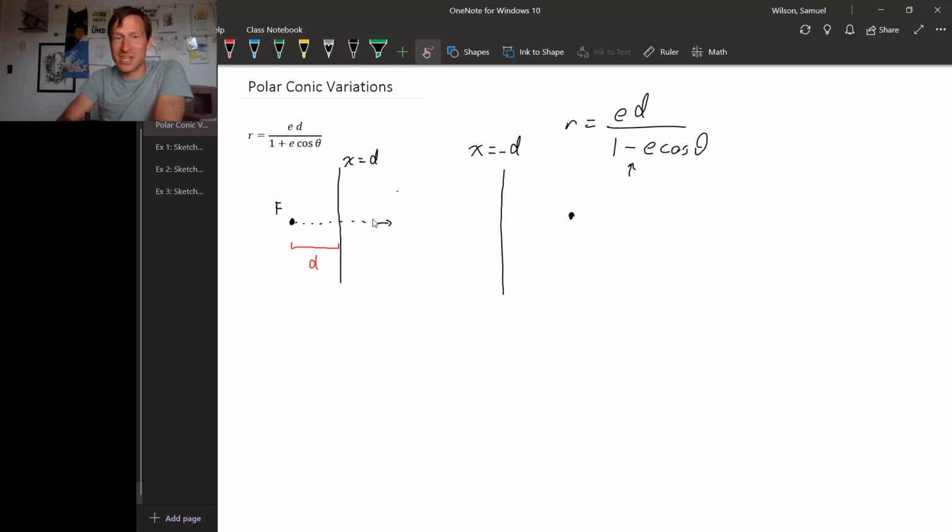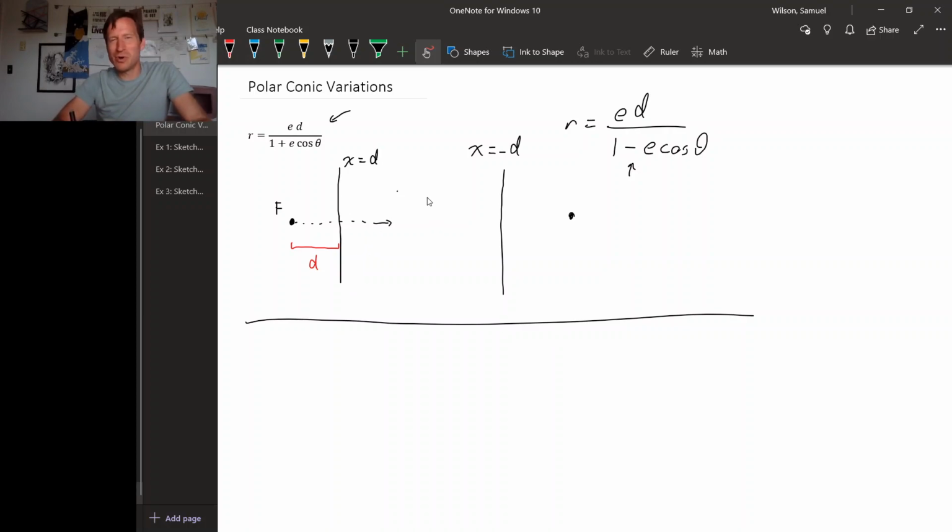Incidentally, another way to get an equation where the directrix is to the left of the origin instead of to the right is just to allow d to be negative and use the original equation. That also works. Turns out they give you the same thing. So both of these have our directrix being a vertical line.